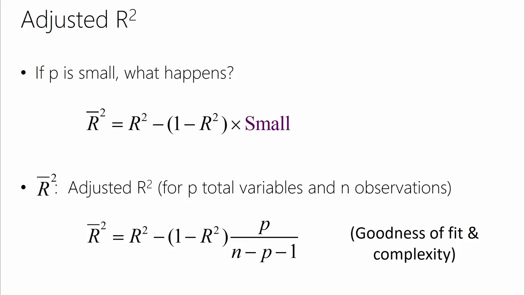So what if p is small? Well, in that case, you're only subtracting something small from R-squared. So that's good. But then since you only used a few variables, your R-squared in the first place might be terrible. So again, there's a trade-off. And what you want is something that's just right. You want enough variables to have your R-squared be large, but not so many that it's going to bring your adjusted R-squared down.